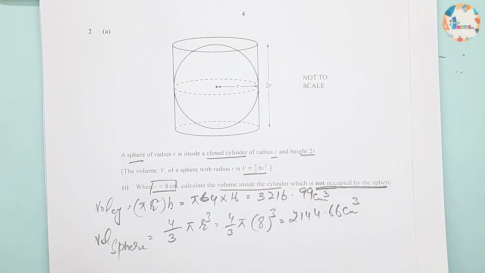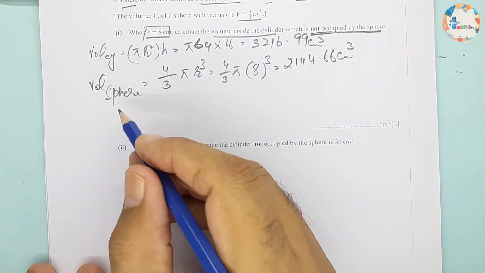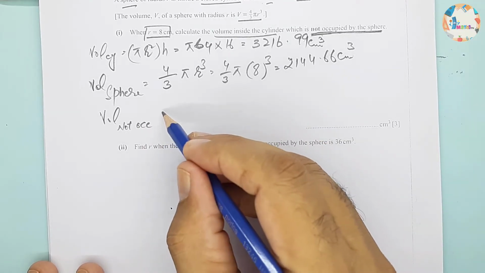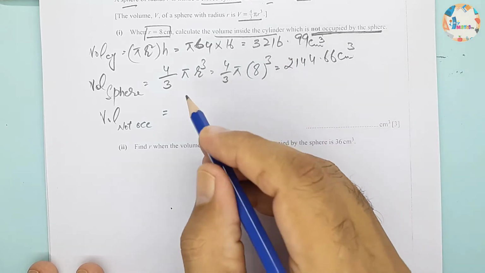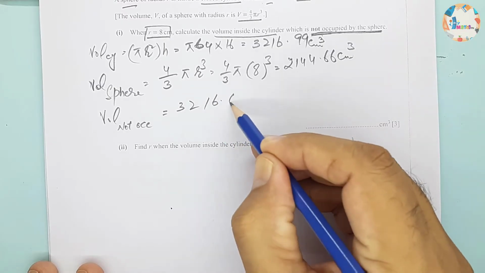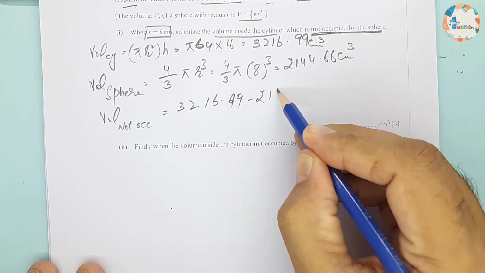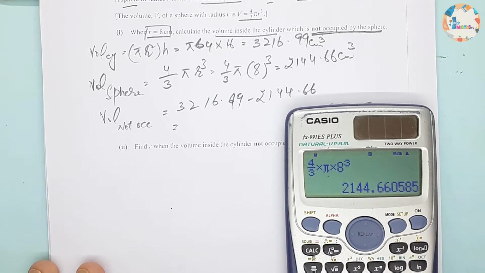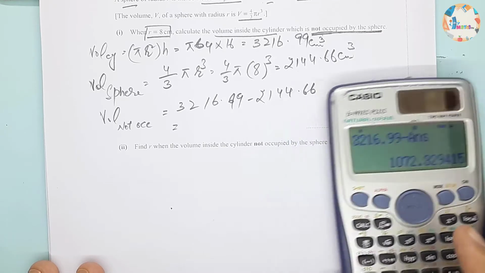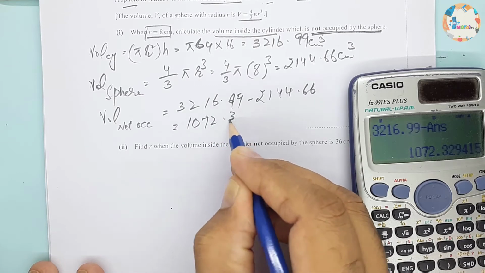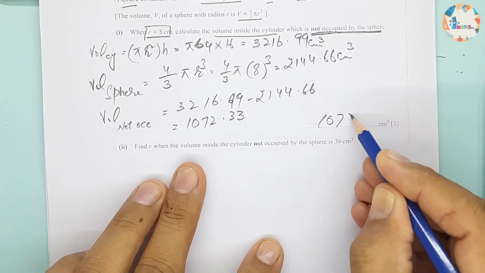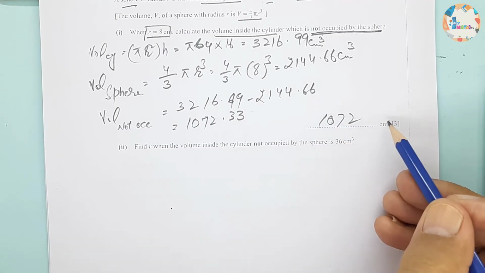Now we have to get the volume of the cylinder which is not occupied by the sphere. So volume not occupied will be equal to volume of this one minus volume of this. So 3216.99 minus 2144.66, and this will be equal to, we can calculate this, 1072.33, and we can write 1072 as our answer. So centimeter cube is already there.